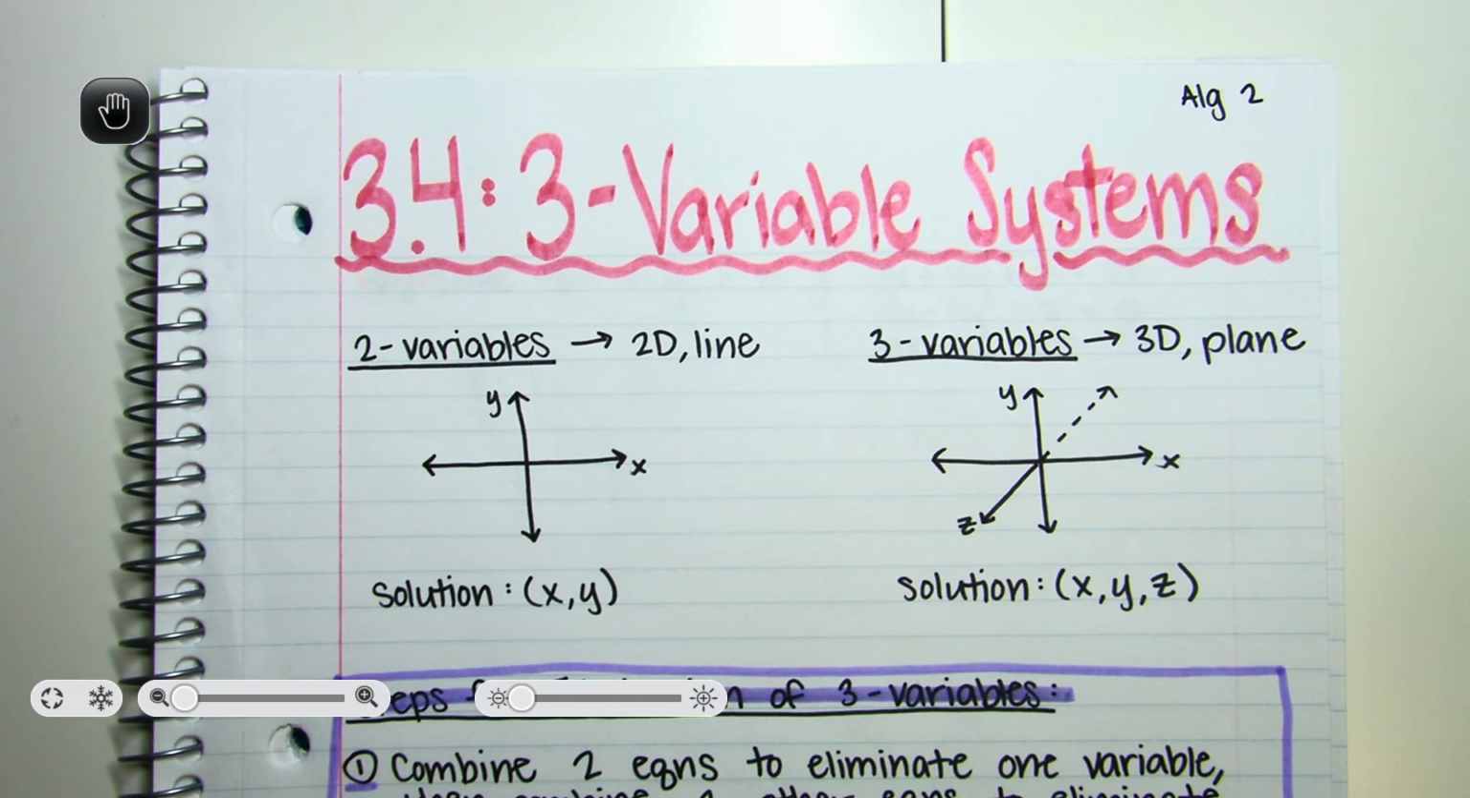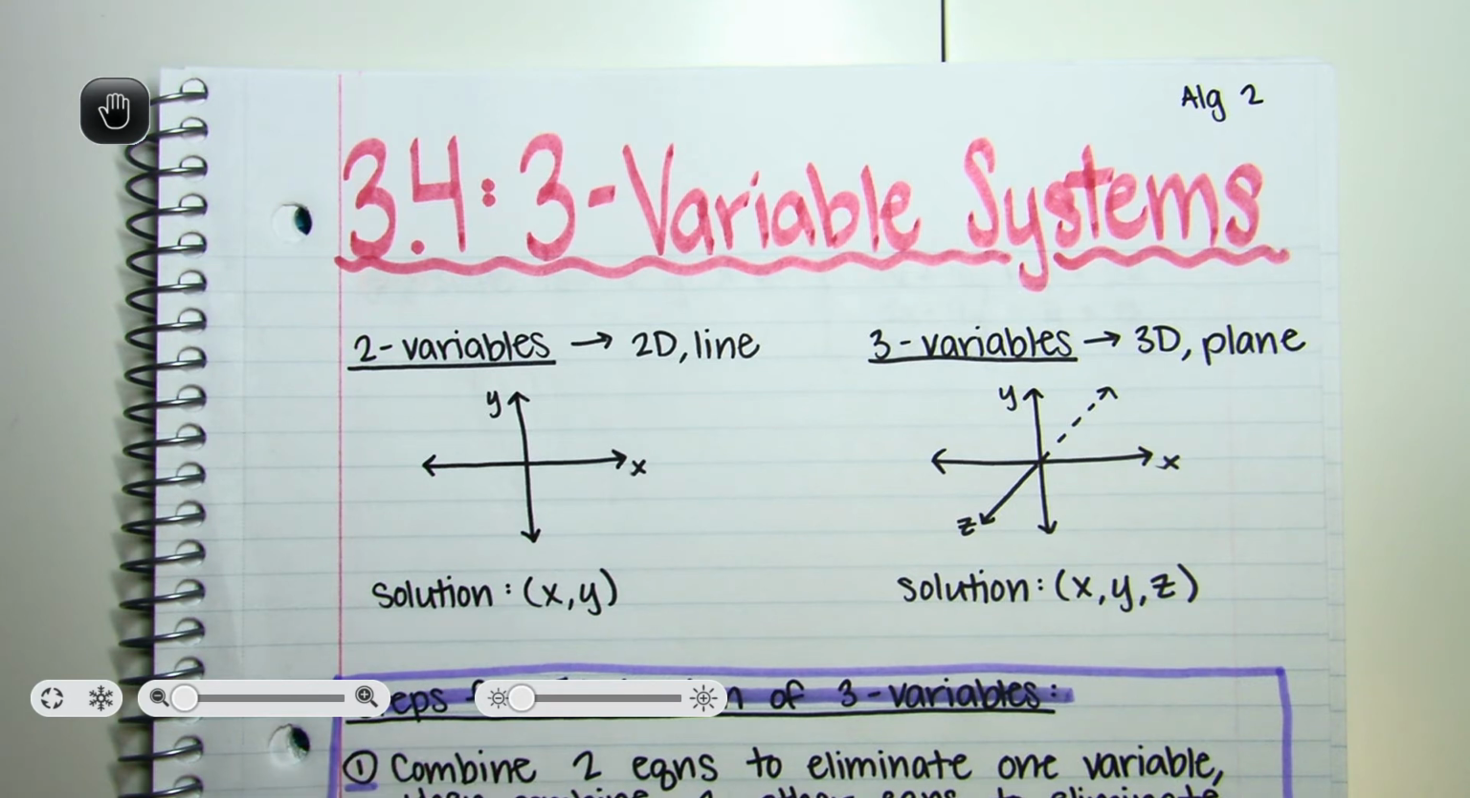Hi everyone, so today we're going to be doing notes on section 3.4, which is all about three variable systems of equations. So last time we looked at two variable systems, solving them using substitution and elimination. Today we're going to combine those ideas and use them to solve these three variable systems.